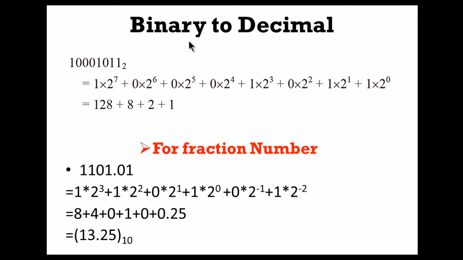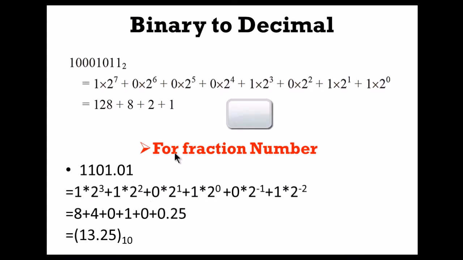First we will learn the binary to decimal conversion. Suppose we have a number 1000101, and if we want to convert it into the decimal number, then what we do? We start from LSB to MSB. This is the LSB, least significant digit, and this is the most significant digit. So 2 raised to 0 into 1, 2 raised to 1 into 1, plus 2 raised to 2 into 0, up to 2 raised to 7. And after doing this, we are getting the equivalent decimal number.